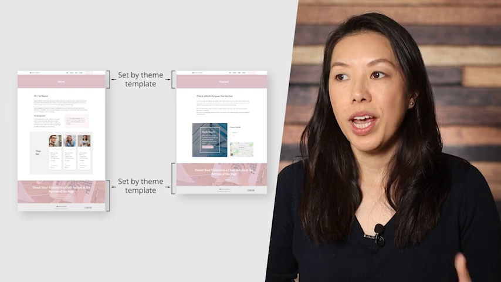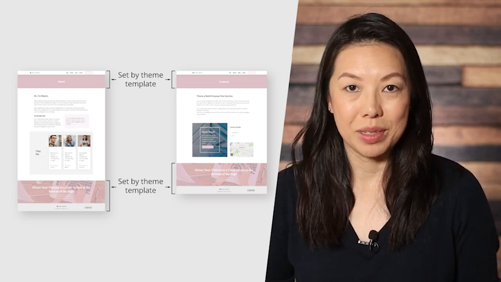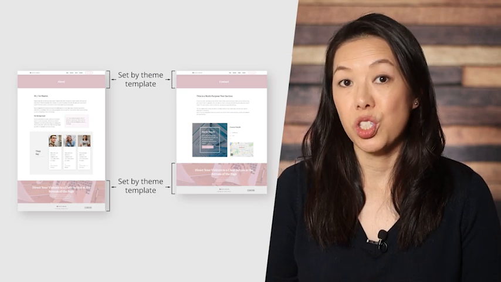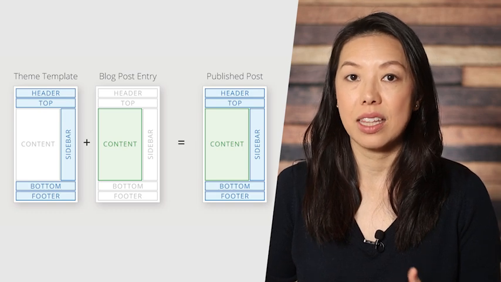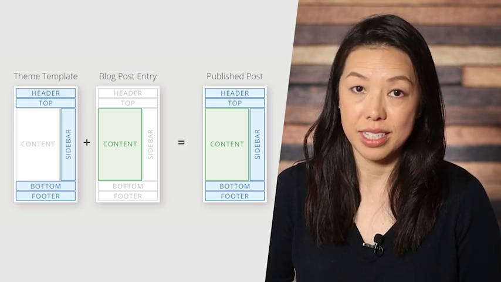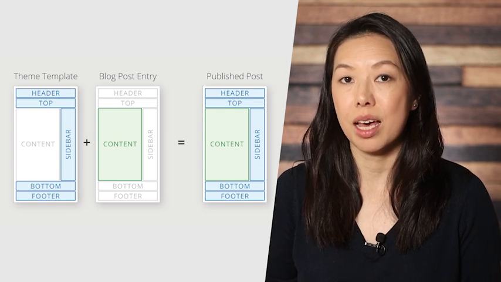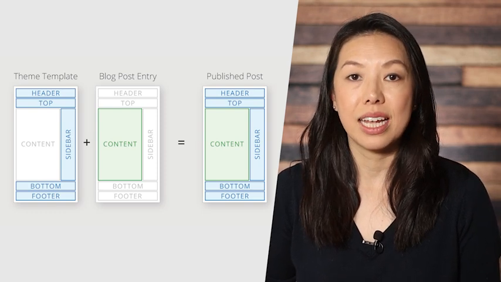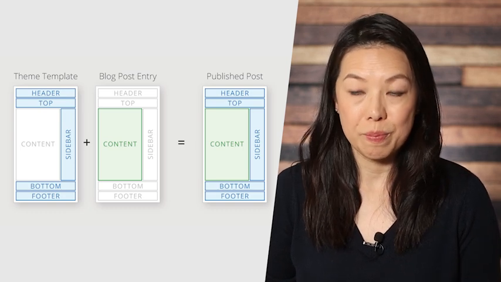So when you see a published page on a website that uses a template, it is actually a marriage of two components: the theme template and the page or post content. And you can edit your theme template by going to the Templates tab in Thrive Theme Builder, and you can edit the post or page content from the WordPress menu.